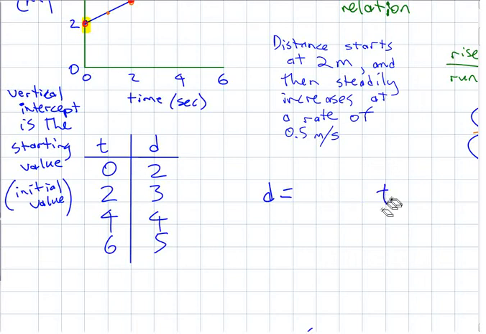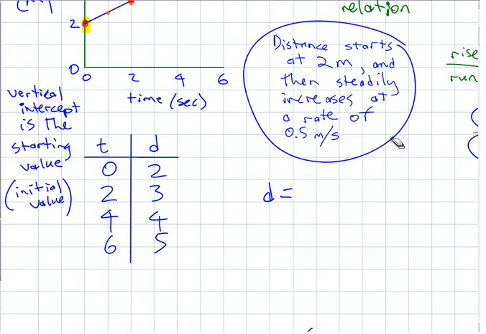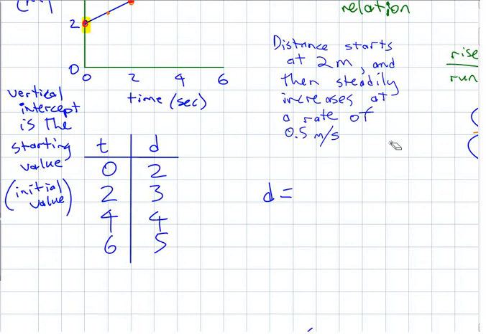How do you calculate the distance? What does this say? It says right here how to calculate the distance. It starts at 2. So I'm going to say I'm starting with 2, and then I'm adding on something to that. How much am I adding on? If I take the number of seconds, how much am I adding on there?